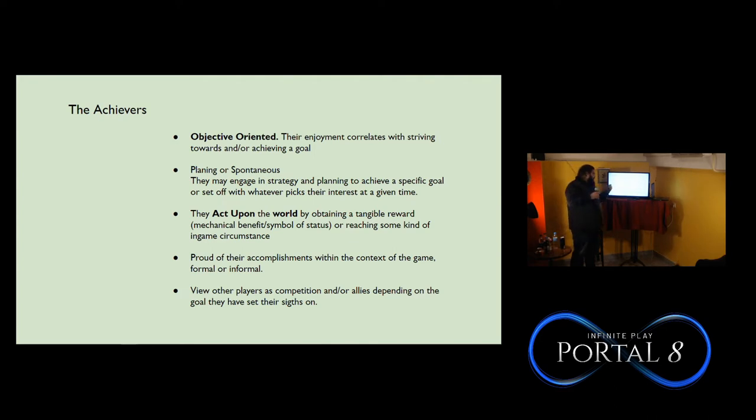Basically, when they act upon the world, they like to get mechanical benefits or symbols of status. Basically, it's not about getting more powerful. It's about recognizing, yes, I have made my mark on the world. I have changed things, and I want this to be recognized, both inside me and on the world as a whole. They will go to great lengths to do something that might be even impossible or something that is outside of what you have thought about because it sounds cool or it gives them some fringe benefit that marks them as different from everybody else.